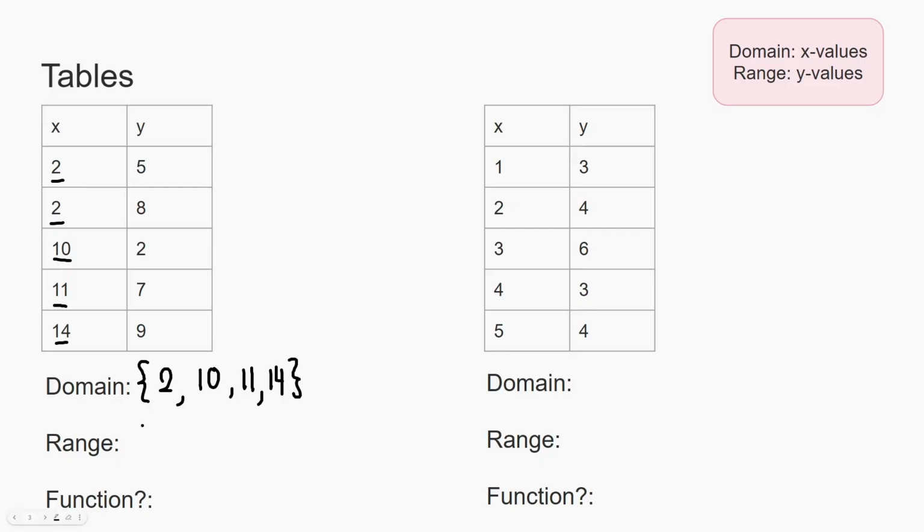Now, let's do the same for range. For range, let's start with this 2, have 5, then we have 7, have 8, 9.